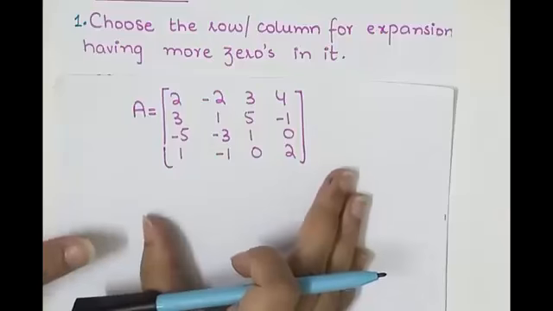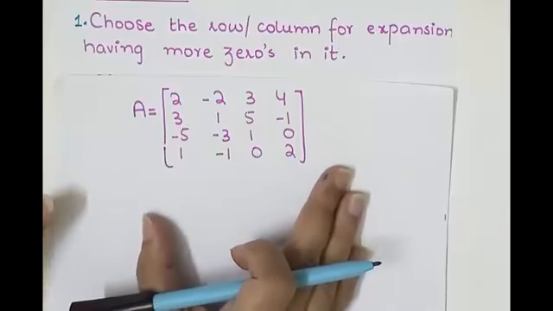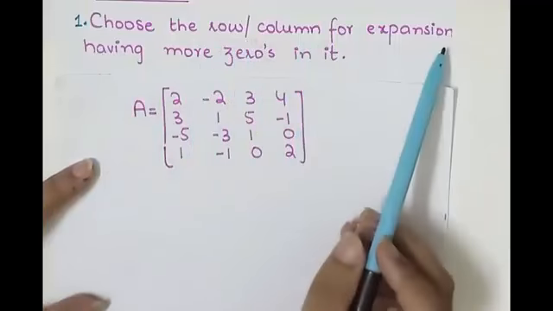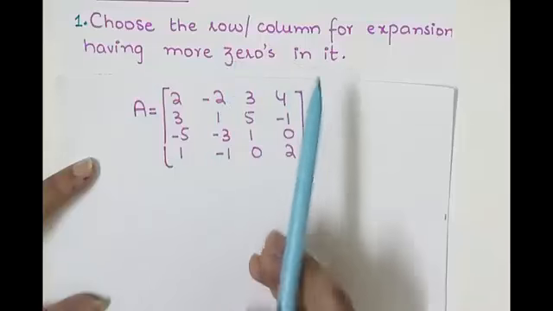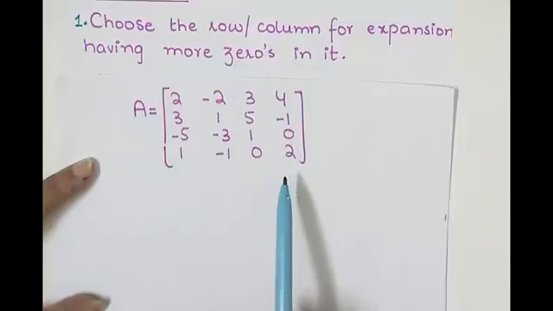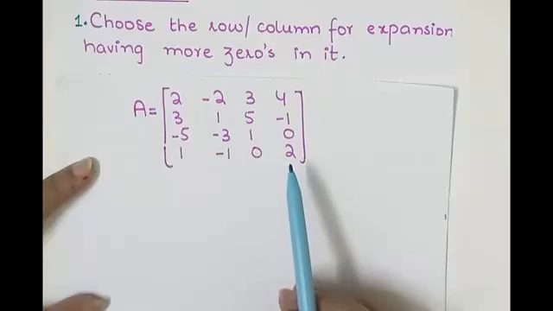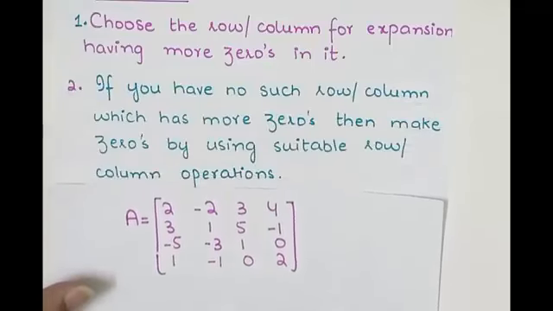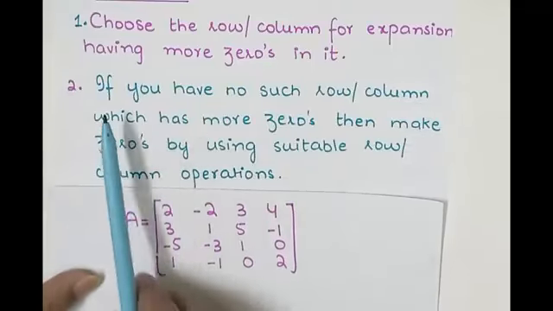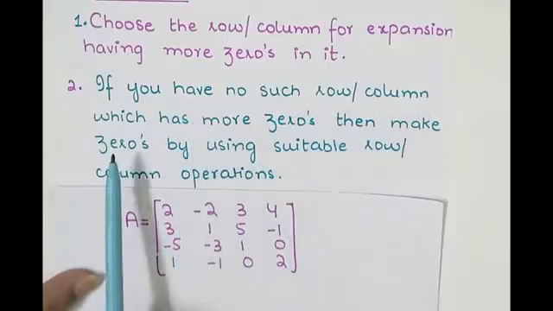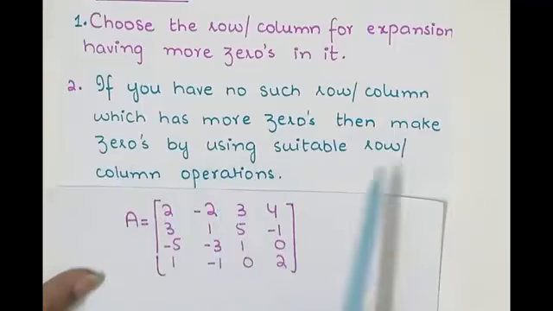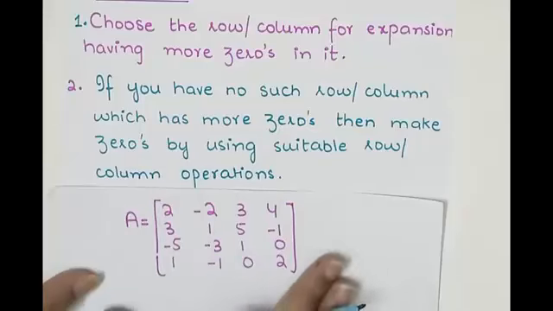Okay, so this is an example of order 4 cross 4. Let's find its determinant. Rule number 1 says choose the row or column for expansion having more zeros in it. Just see this determinant. We have no such row which has more zeros in it. So now we will apply rule number 2. If you have no such row or column which has more zeros, then make zeros by using suitable row or column operations. Now we will make zeros in the first column.